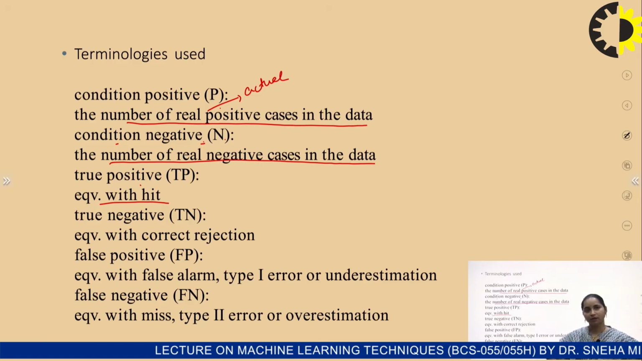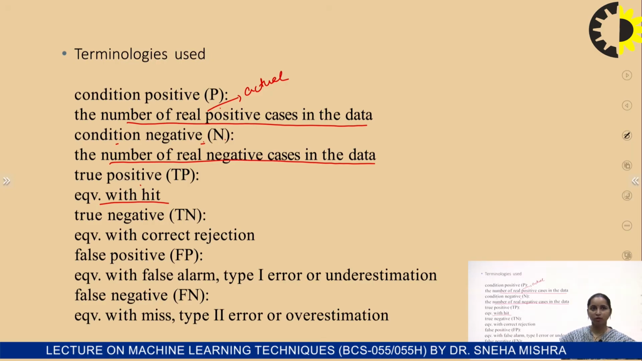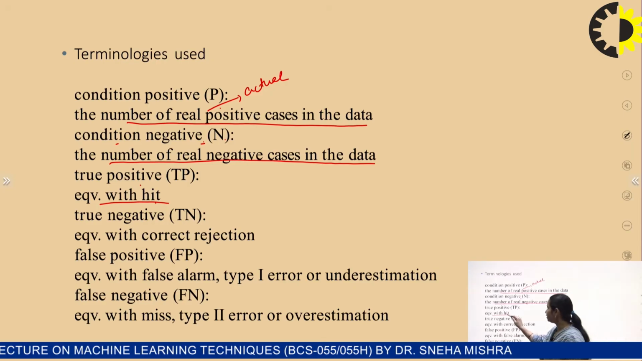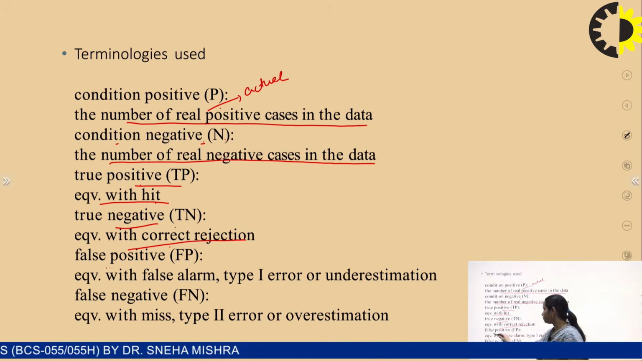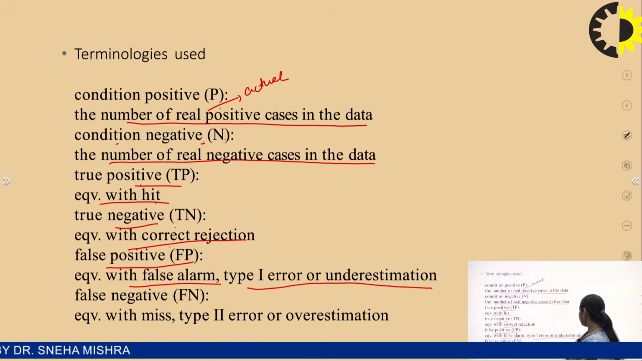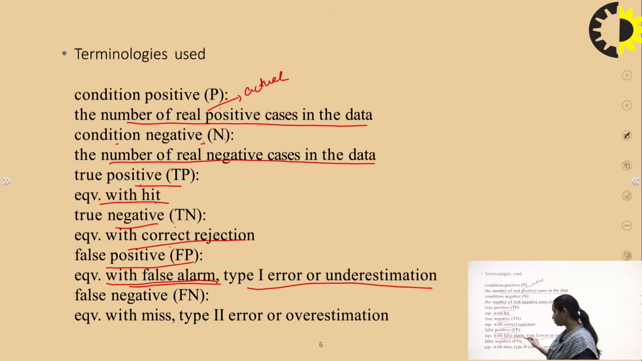Hit means that it was actual and it was also hit by the classifier, that is, not missed by the classifier, then it is a true positive value. True negative is equivalent to correct rejections. The value should not be there and the value is also not identified by the classifier, then it is a true negative. False positive is a false alarm, type 1 error or underestimation. When the object was not there but the classifier says it is present, that is a false alarm. So that is called a false positive.